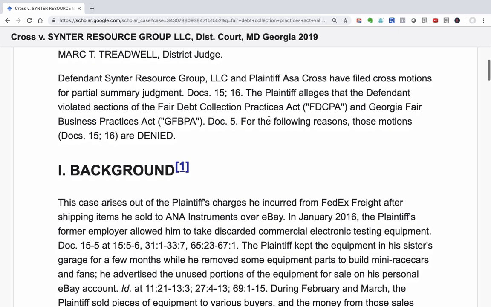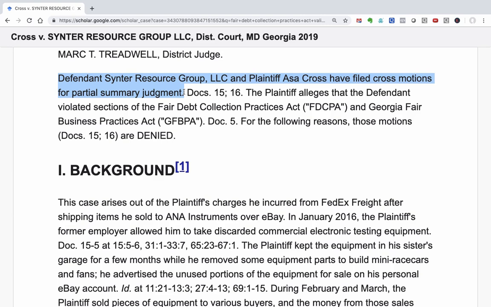Let me just point out kind of procedurally how this opinion came about. This is from Judge Mark Treadwell. So both sides move for summary judgment. Summary judgment is where you say to the court, there's no reason to have a trial because no reasonable juror could find against me. And let's give the other side every benefit of the doubt, and I still win because no reasonable juror could rule against me.